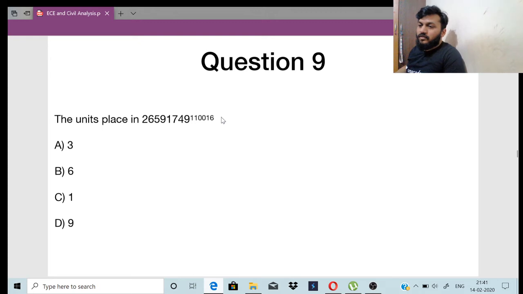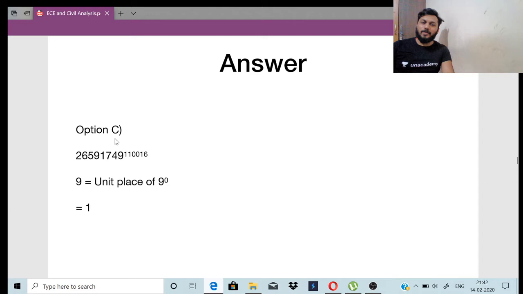C1. Pranav, there is no option C1. Option C1 is not there. Options are only ABCD. Only ABCD are the options. Right? Yes, it is option C.